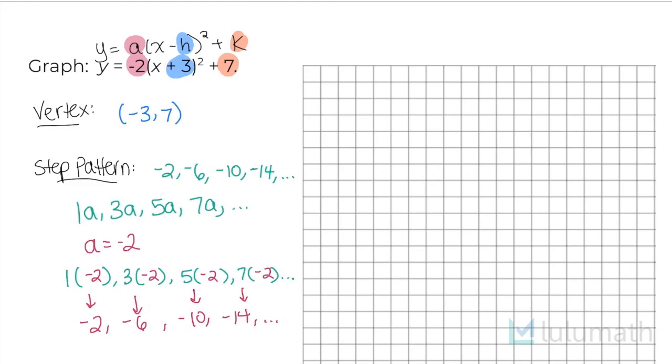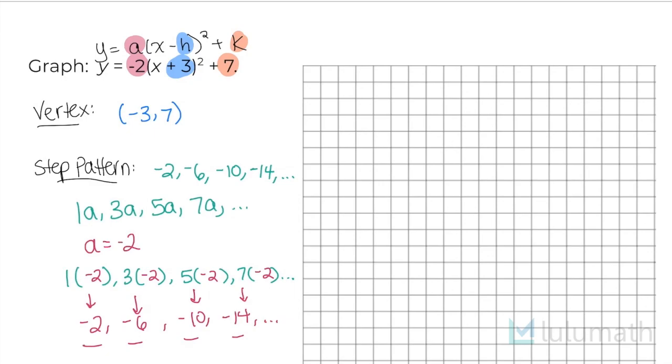So now we have to decide where we are going to place our x and y axes and what kind of scale we are going to use to get a good view of this parabola. Well, our vertex is at -3, 7, which means that it is above the x-axis, but because our step pattern has negative values in it, this tells us that our parabola is going to open down. So we need to have enough space below our x-axis to be able to see what's happening with our parabola.